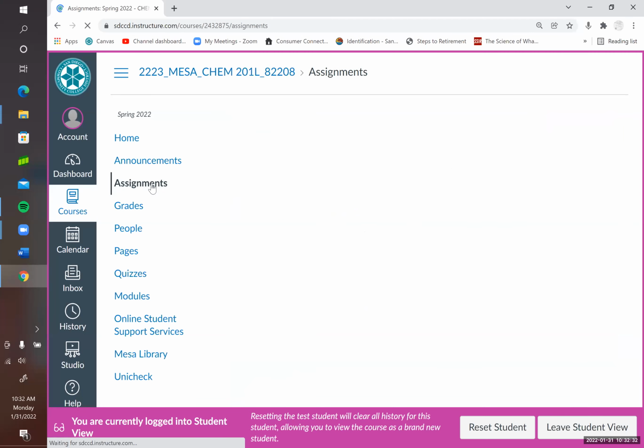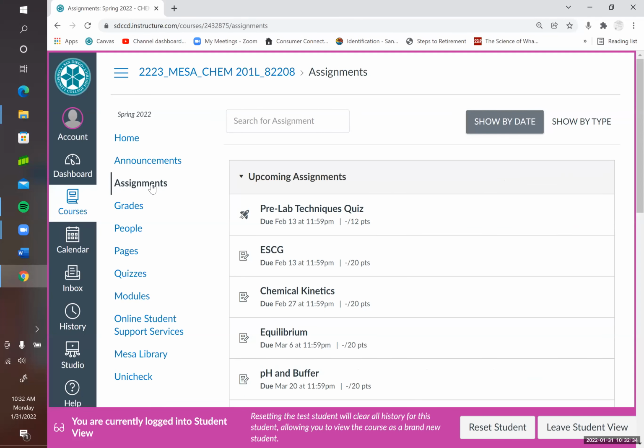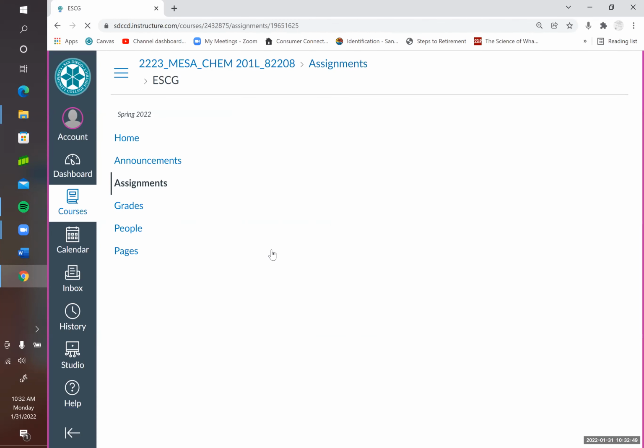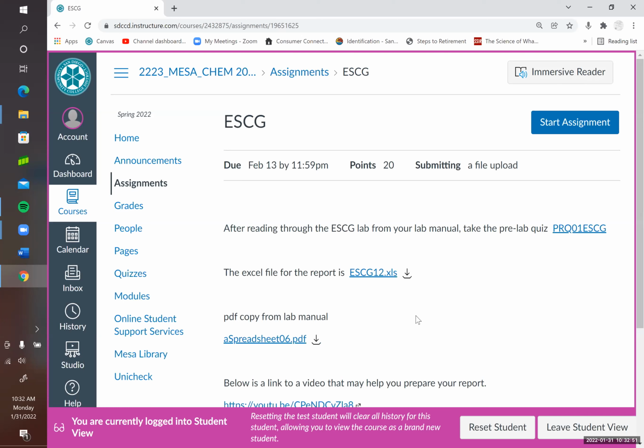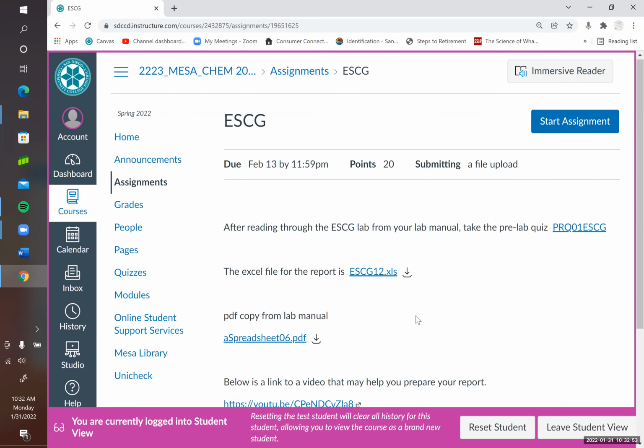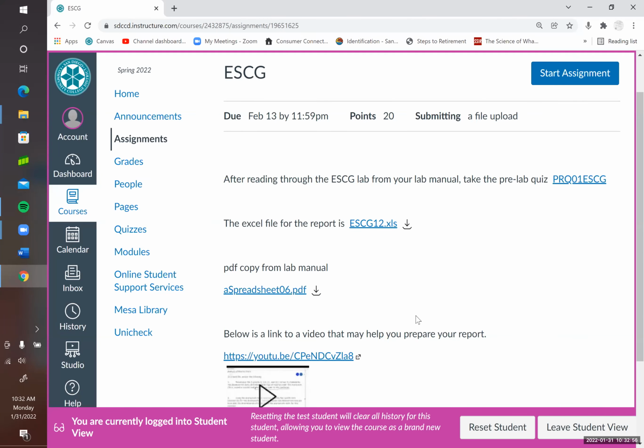Now, having said that, we will be meeting for chemical kinetics, equilibrium stuff. So we'll be face to face and you can ask a lot of questions there. But for the electronic spreadsheet and computer graphing, we're just stuck with Zoom, Zoom questions and so forth.